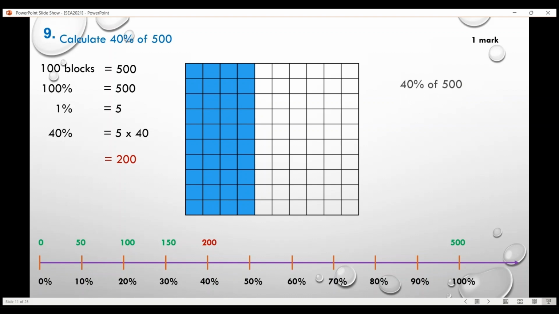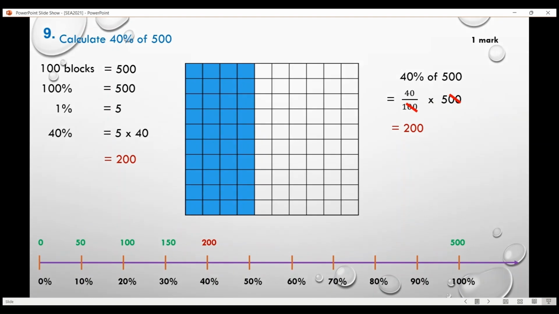Of course, some teachers prefer this method, 40% of 500, to show the students. So that's 40 over 100 multiplied by 500. And we can cancel 2 zeros below and 2 zeros across. 5 times 40 is 200 as well. There are many, many different ways to solve this question.